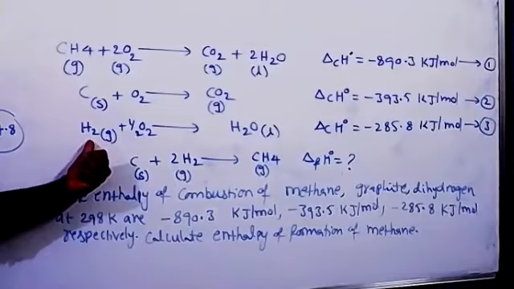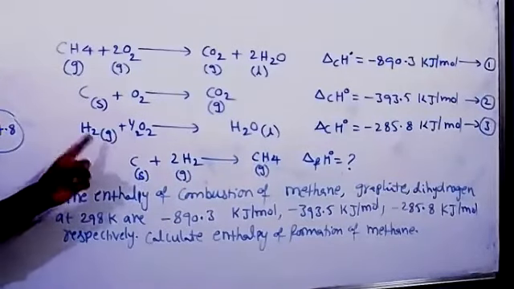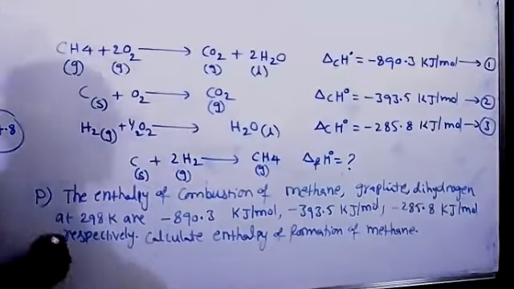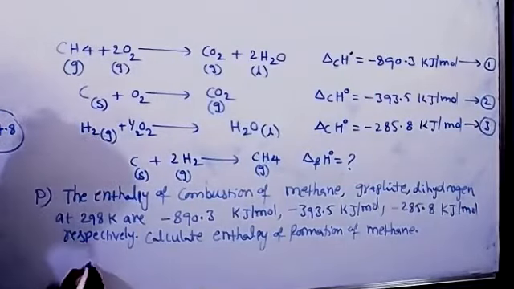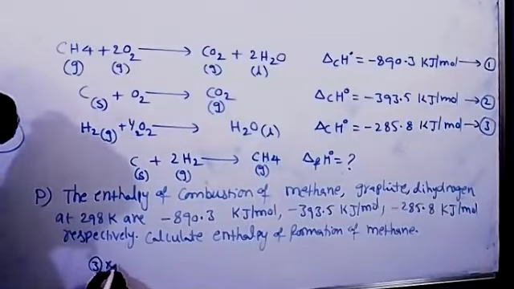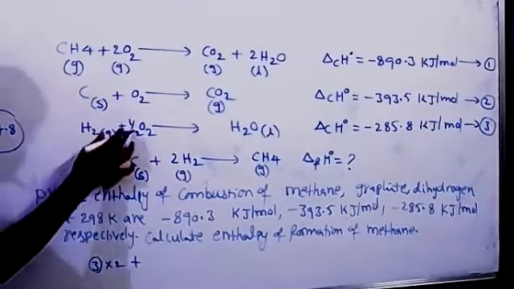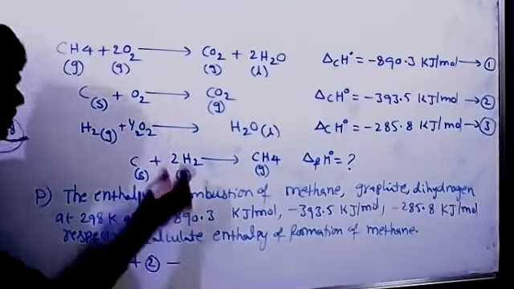Multiply this with 2, and after adding this equation, after multiplying with 2, you will get some reaction, and equation 1 is subtracted from the final equation. So you have to multiply equation 3 with 2, then add equation 2, then subtract equation 1.